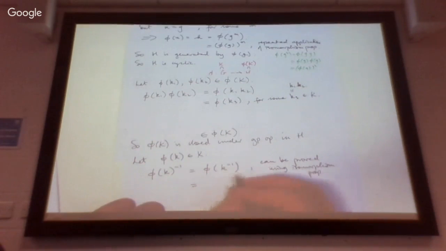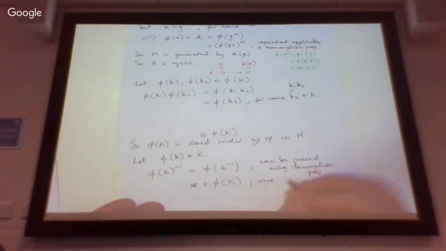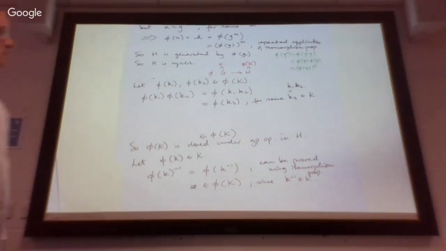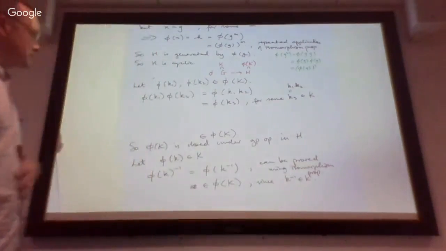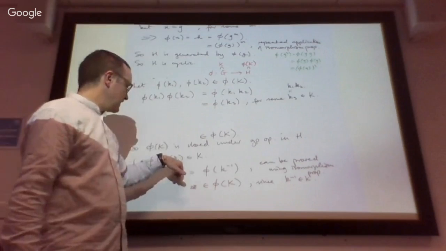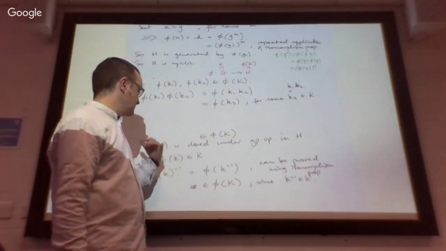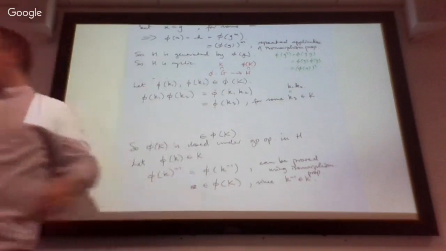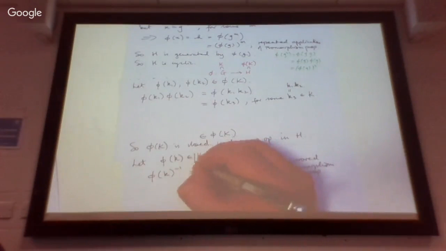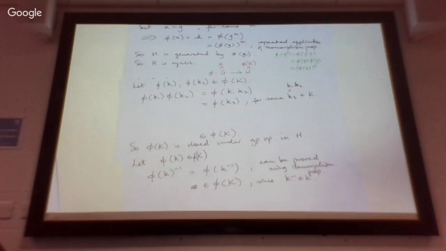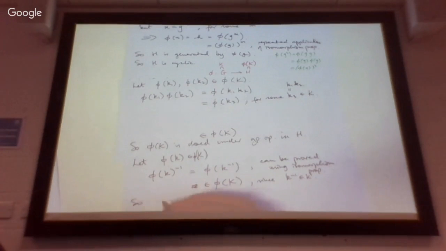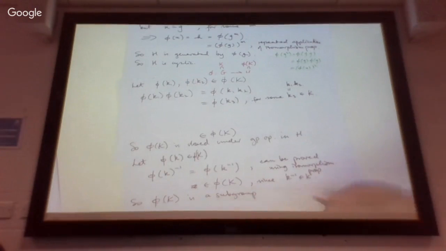And of course, phi of k inverse is an element of phi of K since k inverse is an element of K. K is a subgroup, capital K is a subgroup, so it contains the inverse of every element from itself. And we started off here with phi of k, little k, so the little k was coming from capital K. Sorry, this should be phi of k there, right? So it is a subgroup. So phi of K is a subgroup of H, and it has the same number of things in it as K, because phi is a bijection.